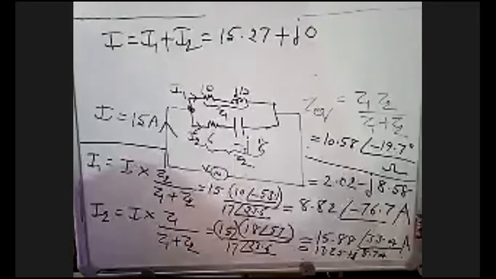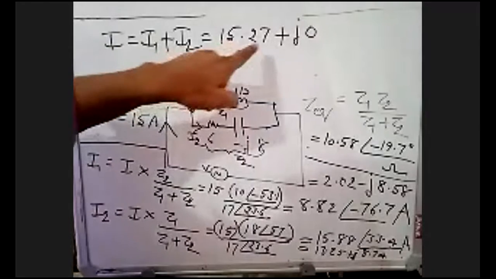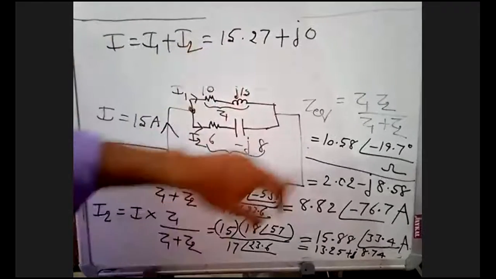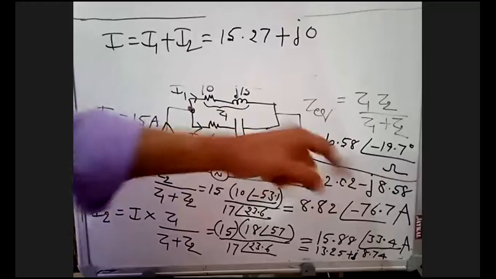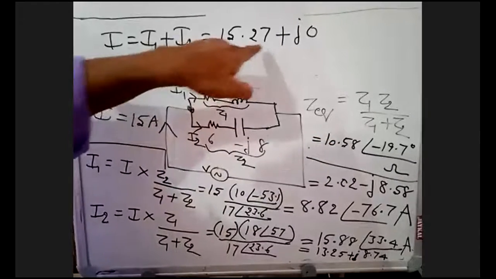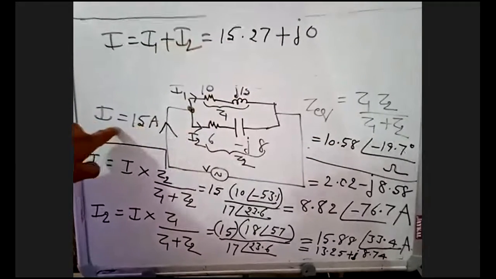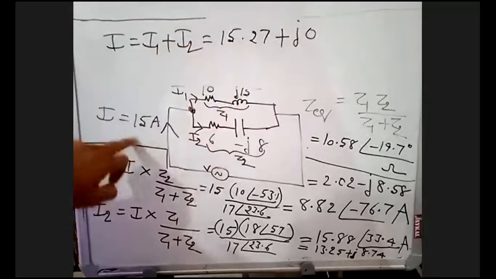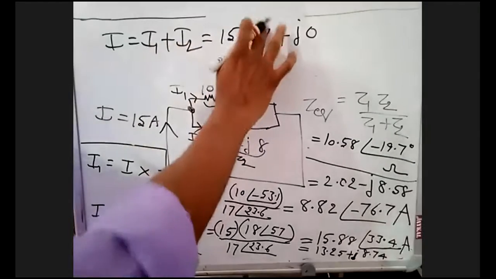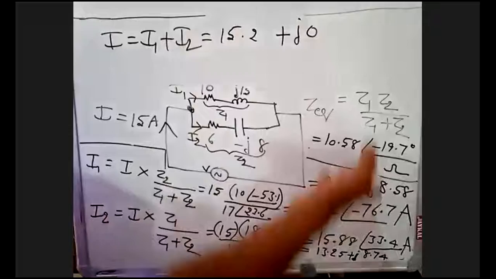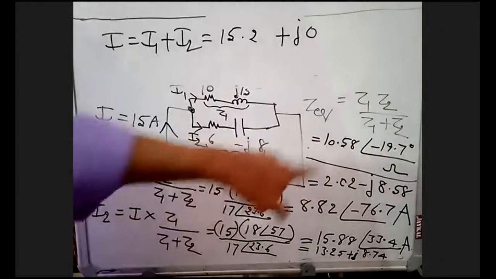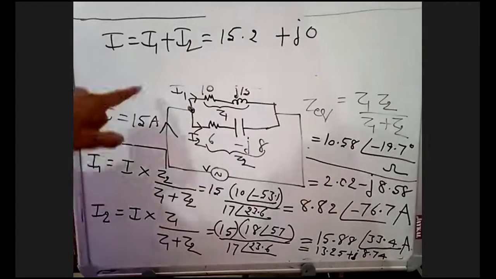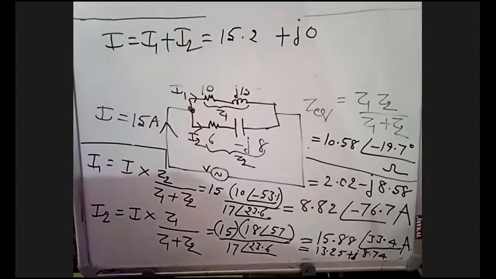Yes, sir. Now see here, what is the I value? We are getting approximately 15 because we have not considered some decimal values. That's why the difference is coming. What is your current? I is 15 ampere. 15.2 means approximately 15, because some decimal values change there. Is it okay now?